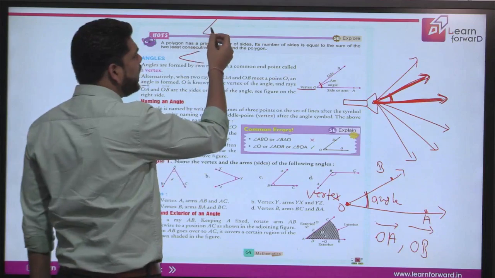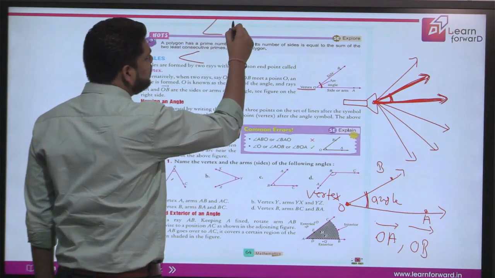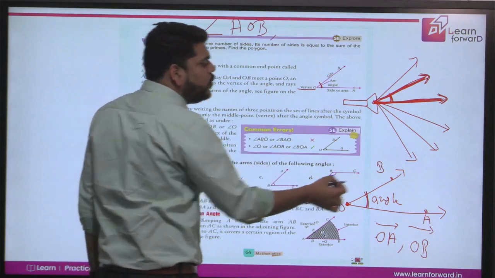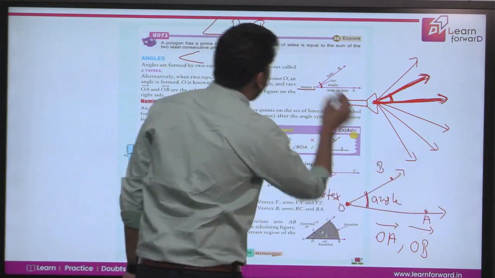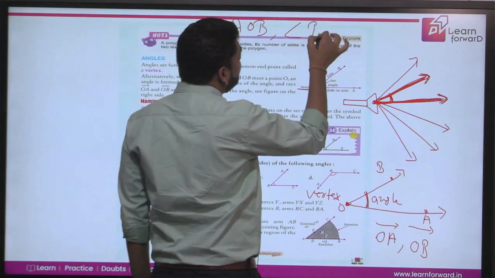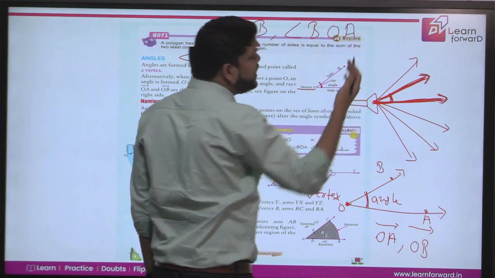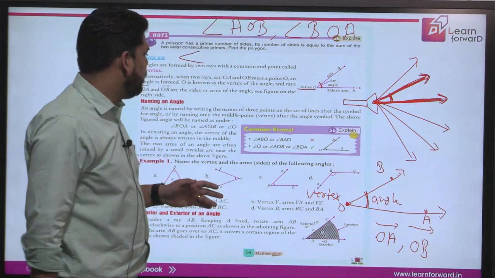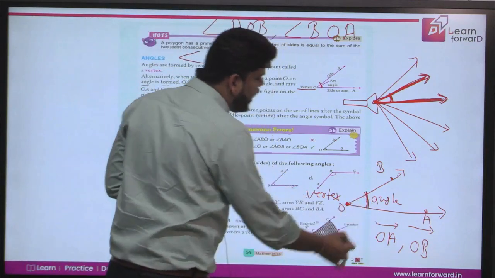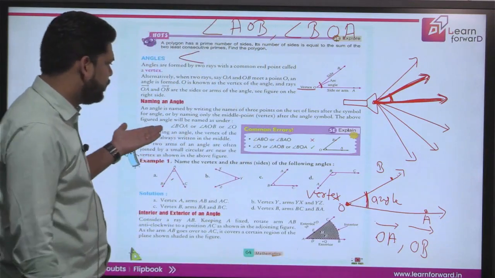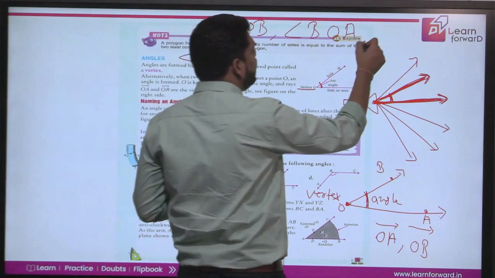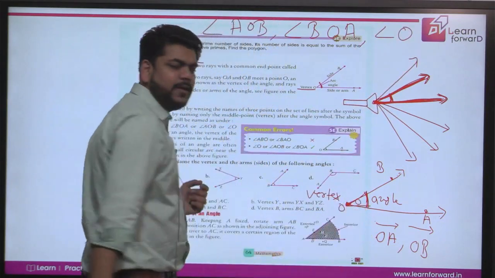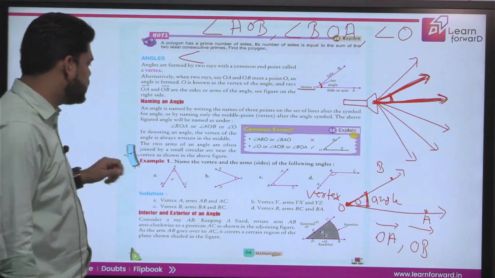How do we draw the angle? Anything like this. Then A, O, B, or we can say B, O, A. Again angle B, O, A. Both are the same thing. You go AOB or BOA, it doesn't matter. The angle will remain the same. Or you can write angle O as well. Fine. So these are the three names.